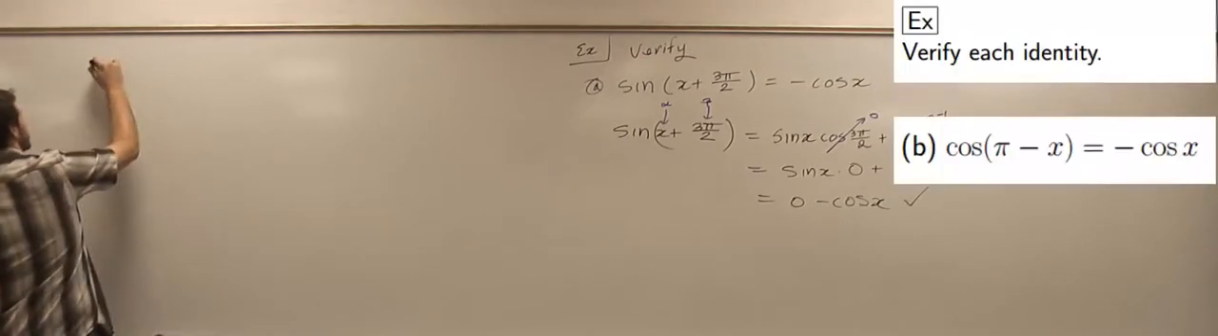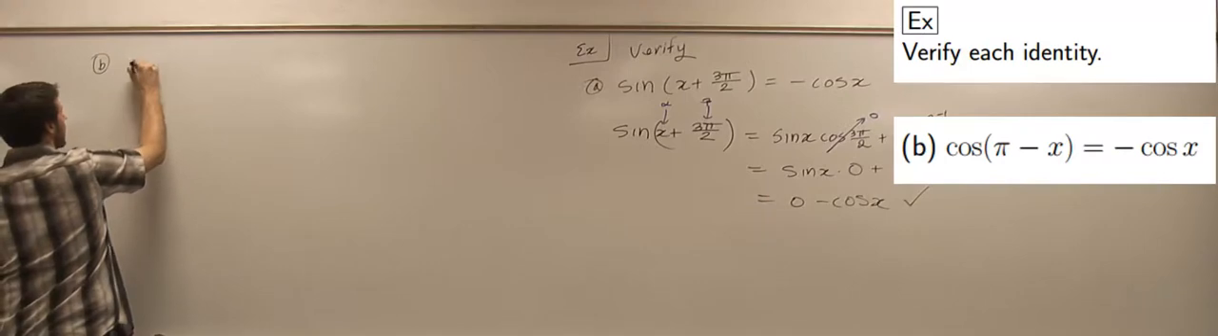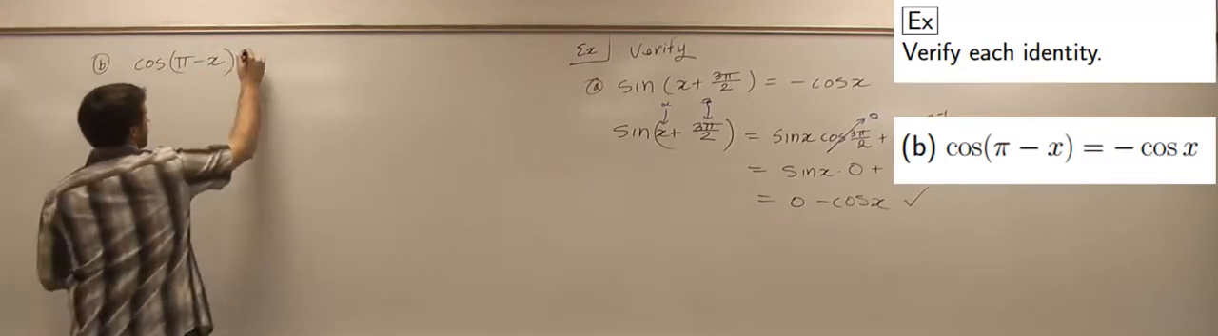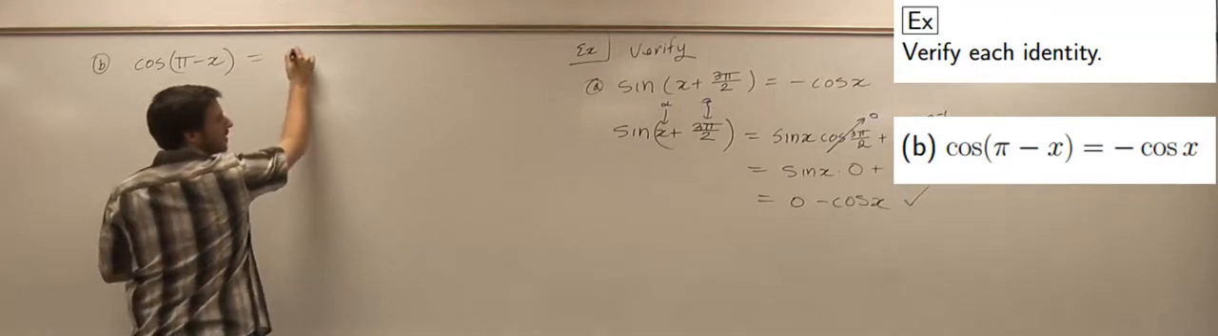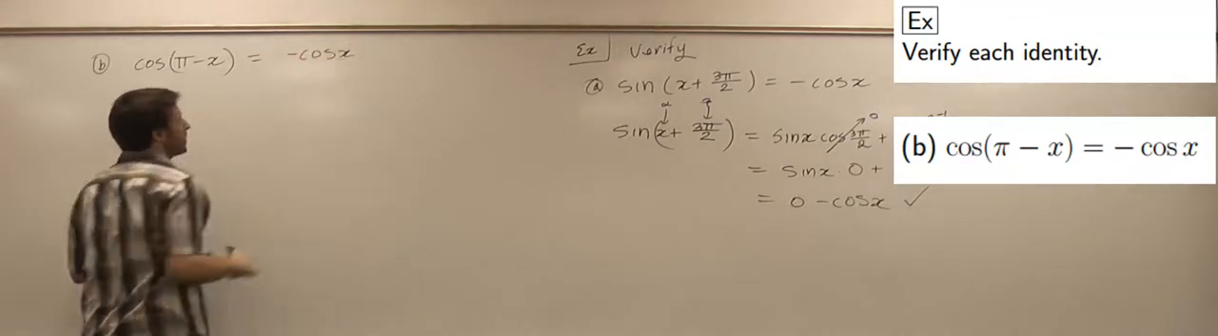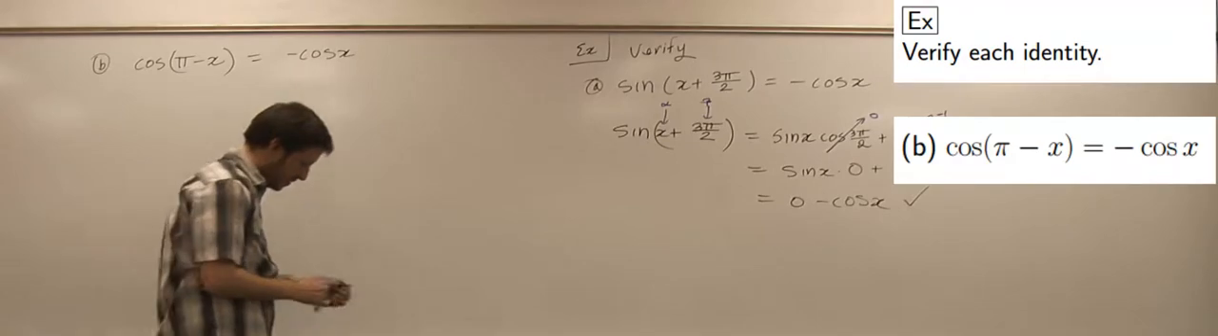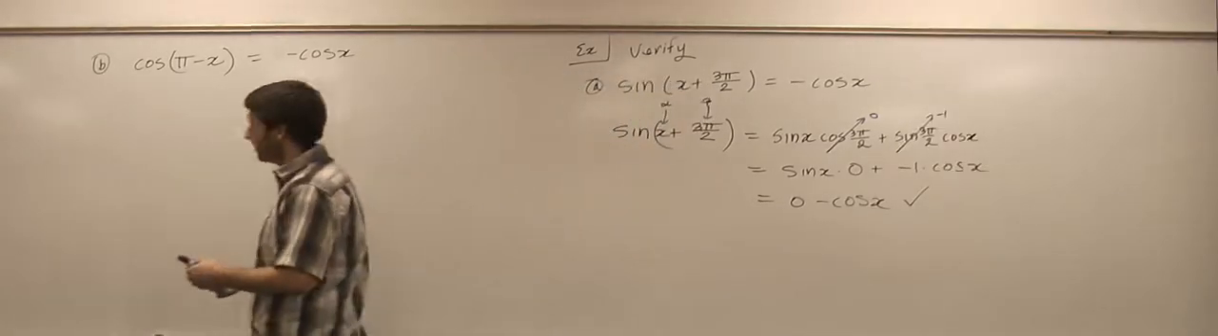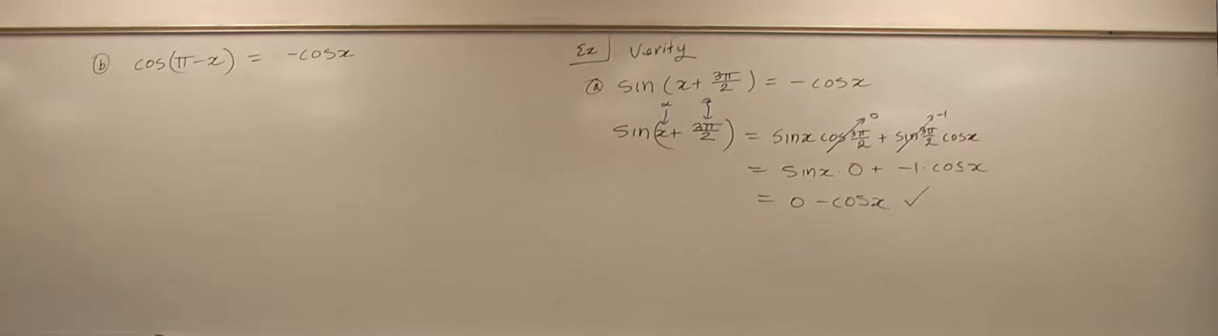Let's do the last two here. So B, cos pi minus x is supposed to equal negative cos x as well. How would you prove this? More of the same, right? Start with the left.